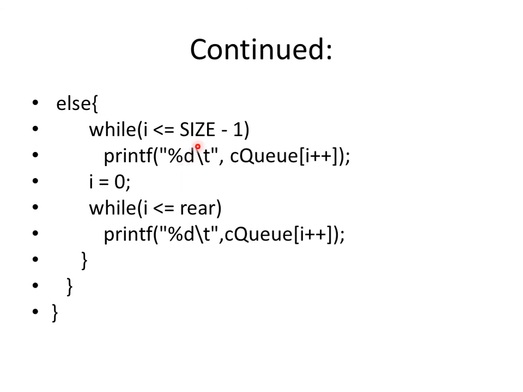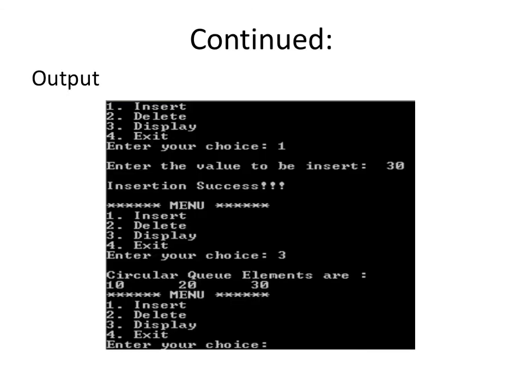See, this is the condition I am using. While i is less than, it will print. Then I am initializing, when the condition becomes false, i equals 0. When it is less than or equal to rear, it will print the values in the circular queue. See, here you can see the output: insertion, deletion, display, exit.